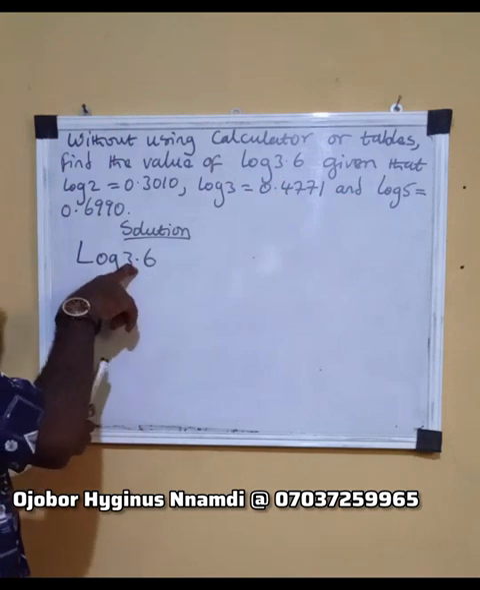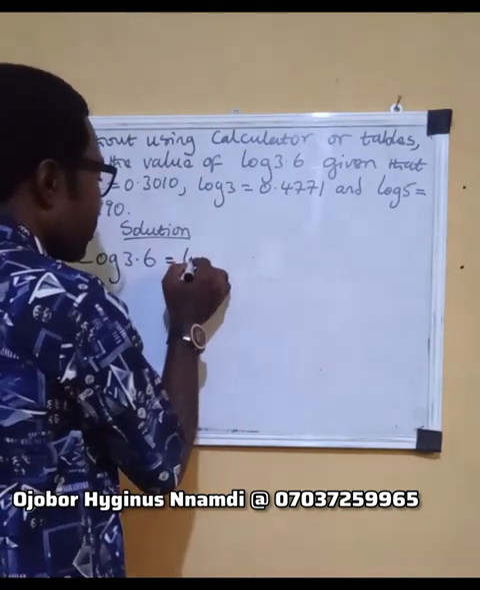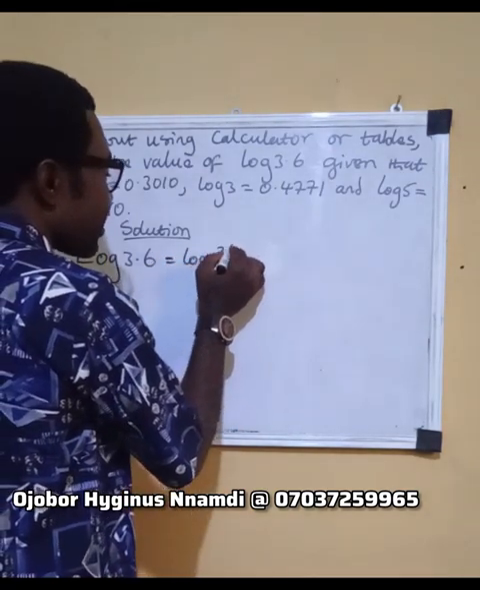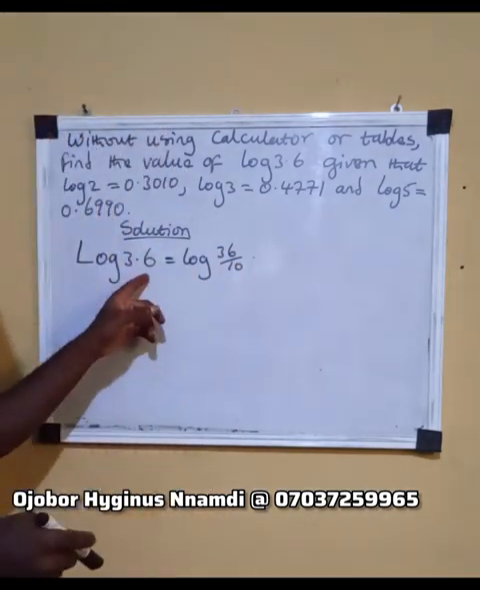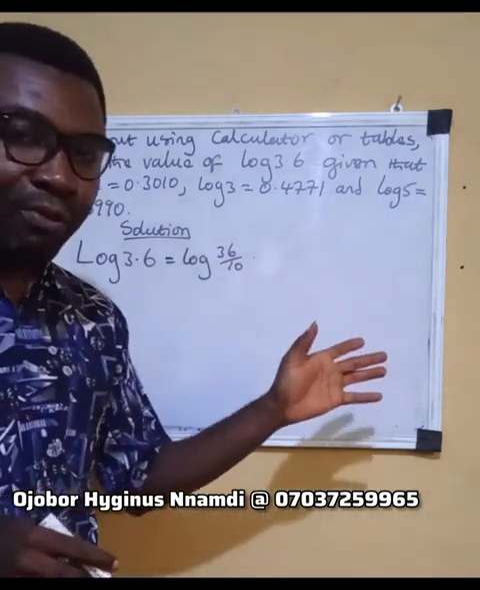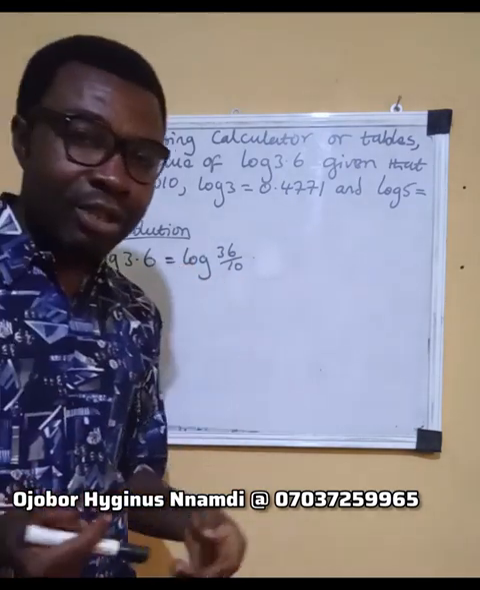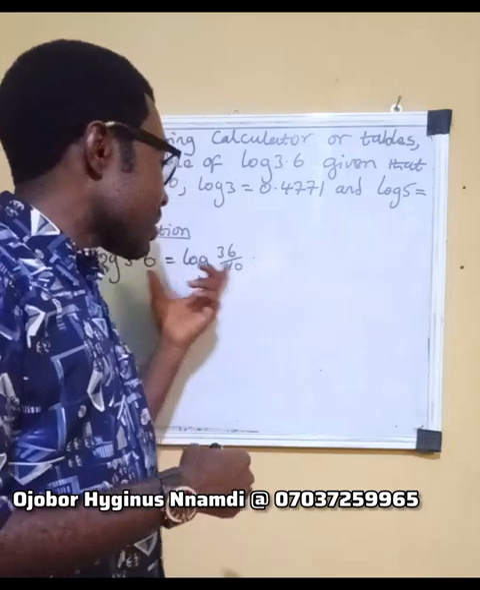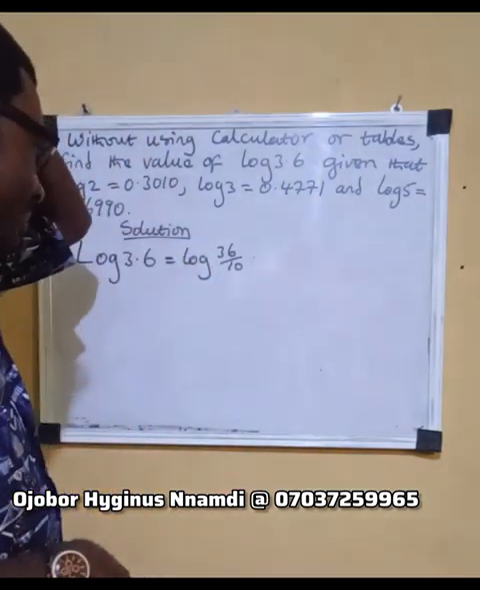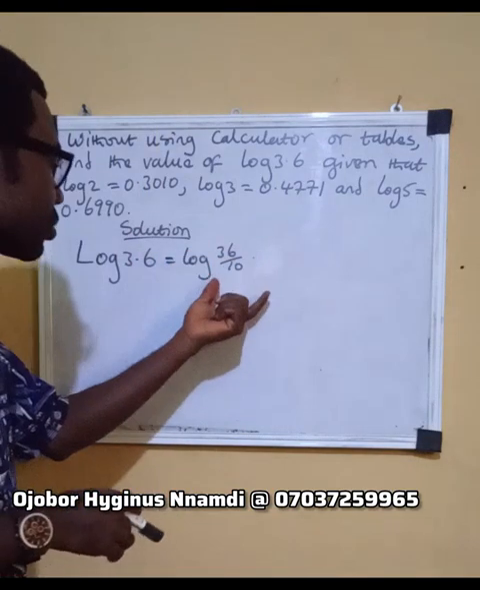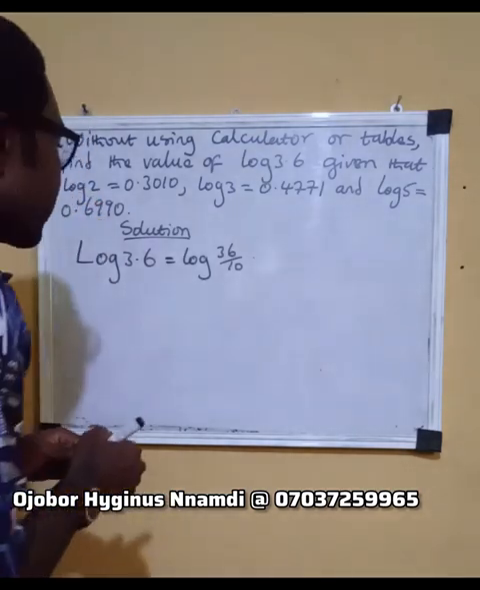We know that 3.6 can be made a fraction. The logarithm of 3.6 is the same as log of 36 over 10, because if you divide 36 by 10, you get 3.6. I'm not teaching how to convert decimal to fraction, but if you have not known how to do that, you can search some of our videos on how to convert decimal to fraction. You will see how we're able to get 36 over 10. I can decide to reduce it or work with it this way, but let me see if I can reduce this.